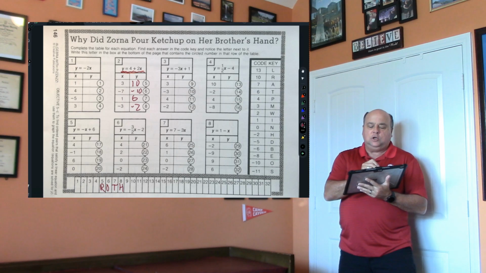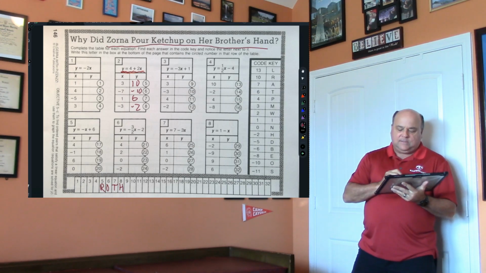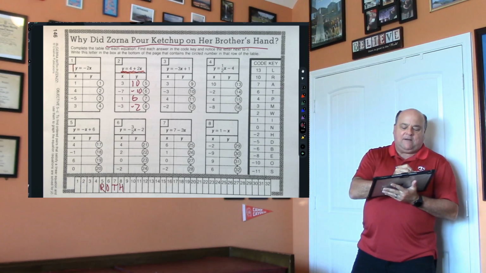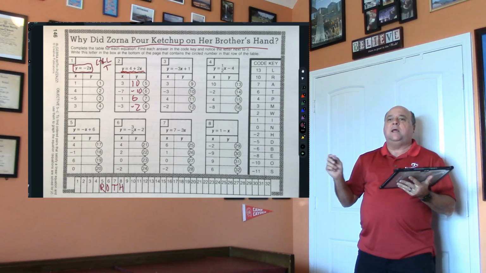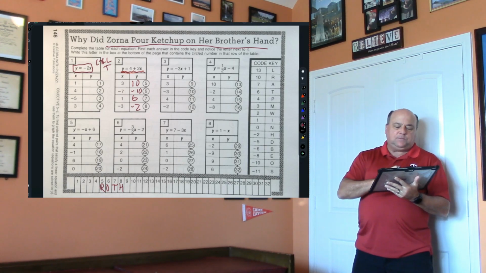What you're going to do is find why did Zorda pour ketchup on her brother's hand? That's what the answer is going to be. So what you're going to do on these is graph all of these equations, hit Control-T, find these numbers in the domain, write down the range, and then fill in the blanks at the bottom. Piece of cake.